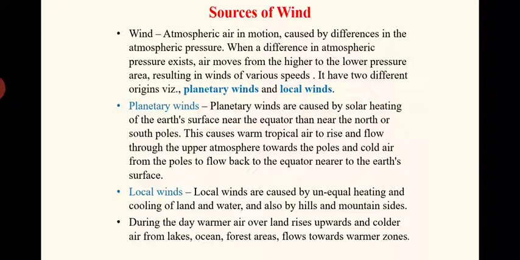And the reverse thing is also there: the thermal energy storage capacity of water is much higher, meaning it will take a long time to cool down. That is the reverse thing in the case of water, whereas the land will cool very easily. Okay, so both are behind the local winds. Local winds are caused by unequal heating and cooling of land and water, and also by hills and mountain sides. Okay, during the day warm air over land rises upward, and colder air from the lakes, ocean, and forest areas flows towards the warmer zones. That is what is happening in the daytime.